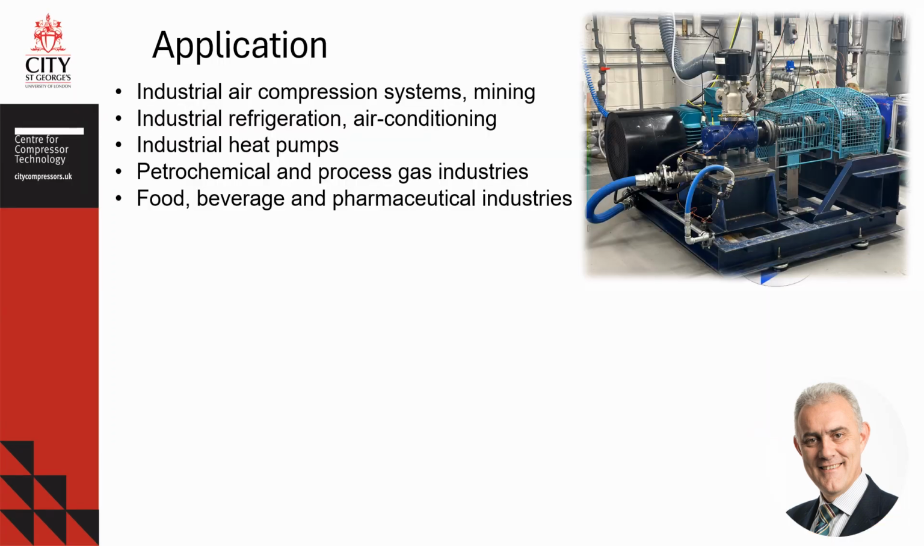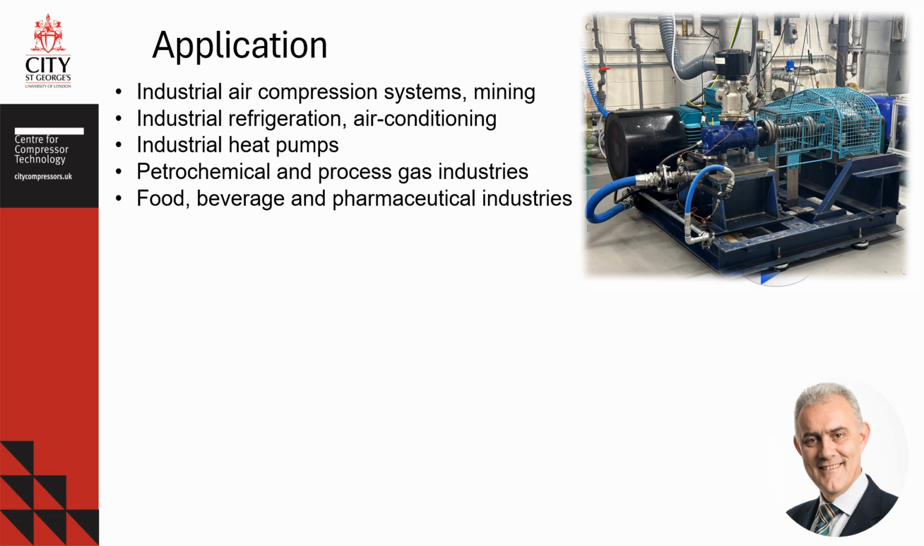Screw compressors are used to compress a variety of gases in different industrial applications, including industrial air compression, refrigeration and air conditioning, heat pumps, petrochemical and gas industries, as well as in the food, beverage and pharmaceutical industries. Almost 20% of electrical energy produced worldwide is used for compression. Reducing energy consumption of compressors is one of the major tasks for achieving a net zero economy. Therefore, screw compressors should have good performance both at full and part load.